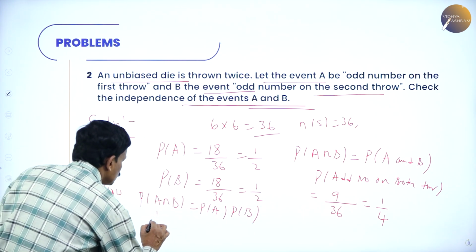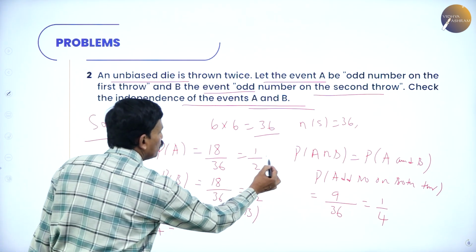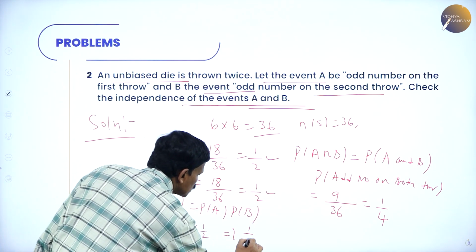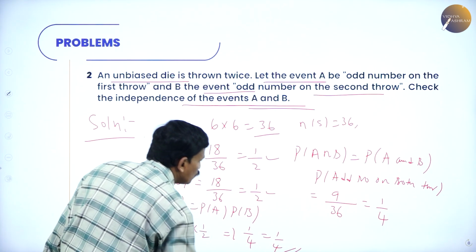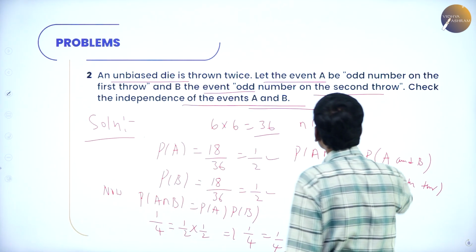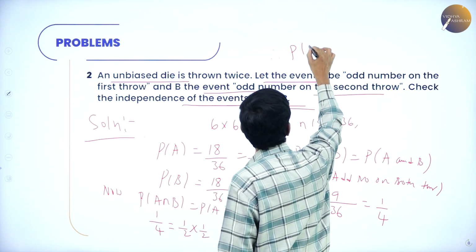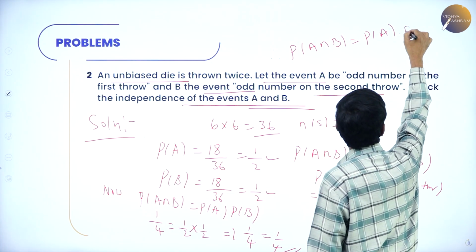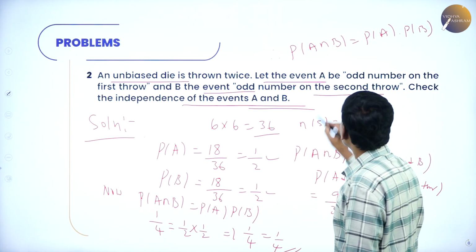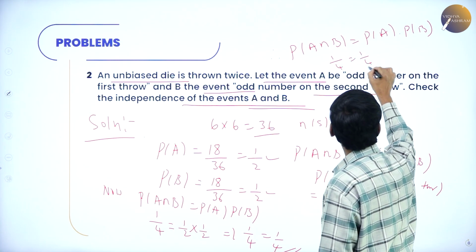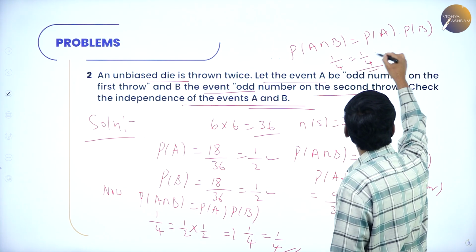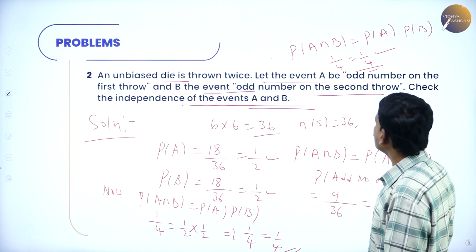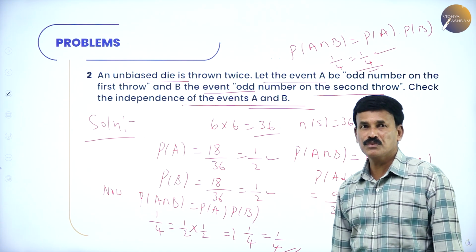What is A and B? This is 1 by 4, equal to the probability of A, 1 by 2, into the probability of B, also 1 by 2, which implies 1 by 4 is equal to 1 by 4. The probability of A intersection B is equal to the probability of A into the probability of B. Therefore, A and B are independent events. Hope you followed this. Very simple.